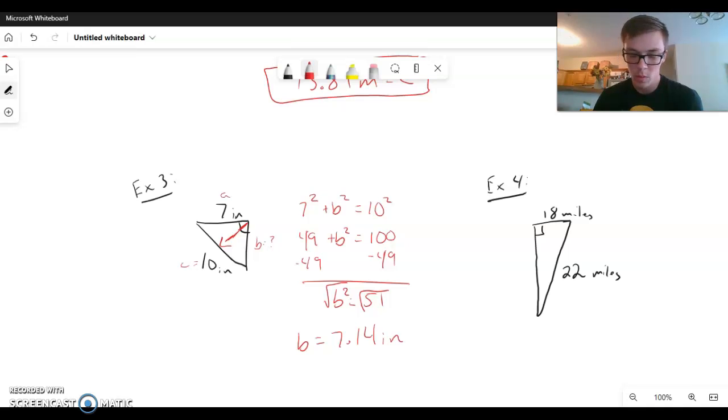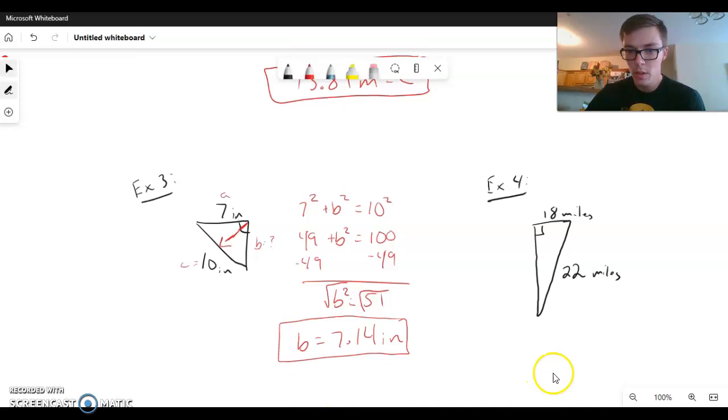Now remember, same thing goes. We can't have a negative here. So that's why we don't have to worry about the negative when we do the square root. But we then have our answer. So that side of the leg is 7.14. Remember, your leg should not be longer than your hypotenuse. So if you have the hypotenuse, you know that number's got to be smaller than the hypotenuse, which we have a number smaller than 10, which is correct.